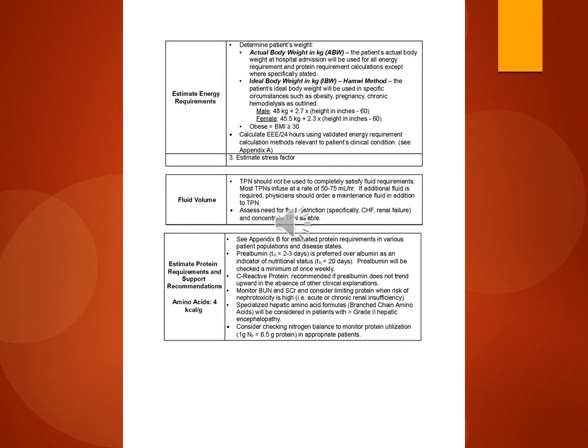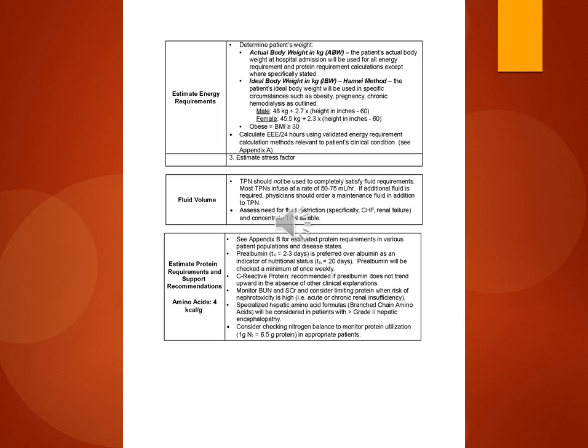Estimate energy requirements. Determine patient's weight. Actual body weight in kg, ABW. The patient's actual body weight at hospital admission will be used for all energy requirements and protein requirement calculations except where specifically stated. Ideal body weight in kg, IBW. The patient's ideal body weight will be used in specific circumstances such as obesity, pregnancy, chronic hemodialysis as outlined.